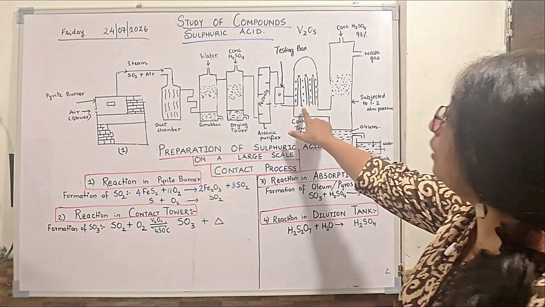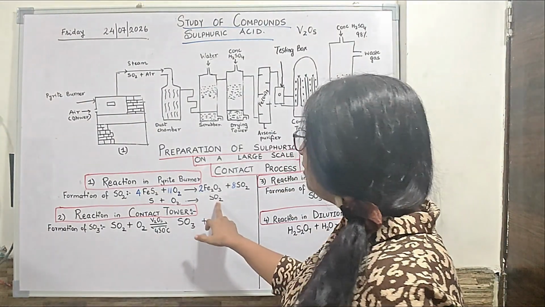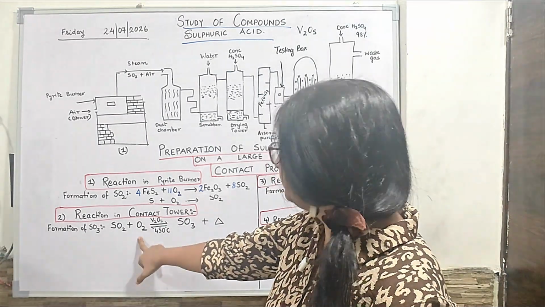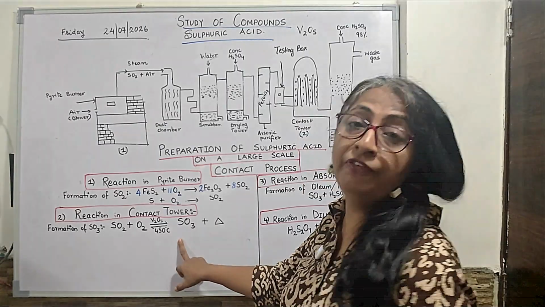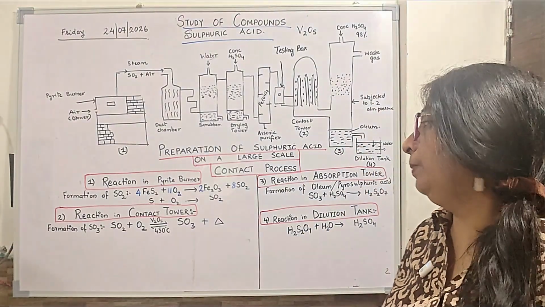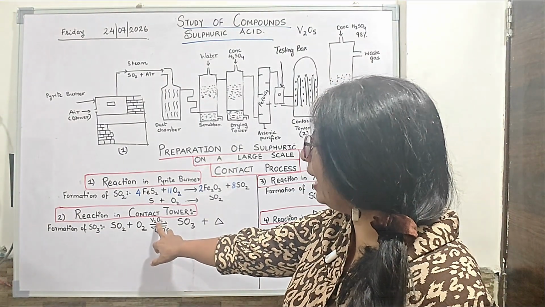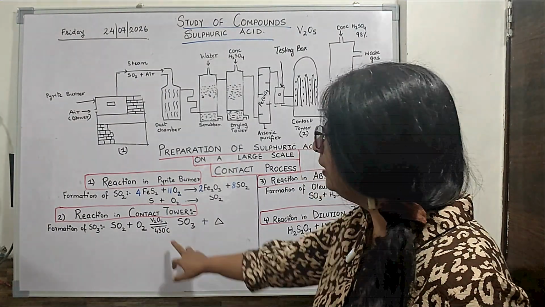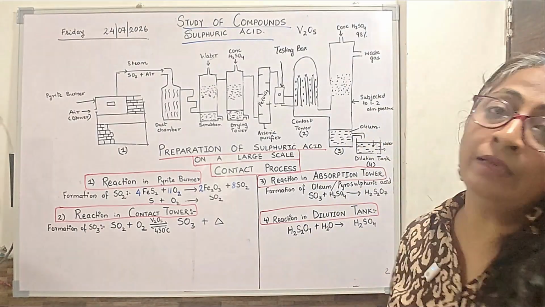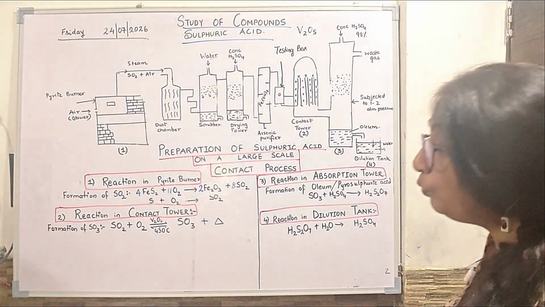Okay, so here in the contact tower, you can see the formation of sulfur trioxide from sulfur dioxide. Sulfur dioxide reacts with oxygen to form sulfur trioxide, and this reaction is highly exothermic. And here we are using a catalyst, vanadium pentaoxide, temperature of around 450 degrees Celsius. Again, the balancing part I have left for you all to do with you all.